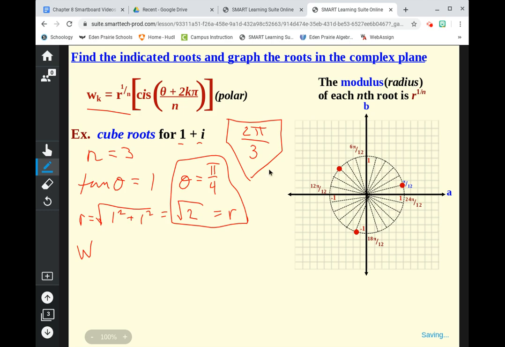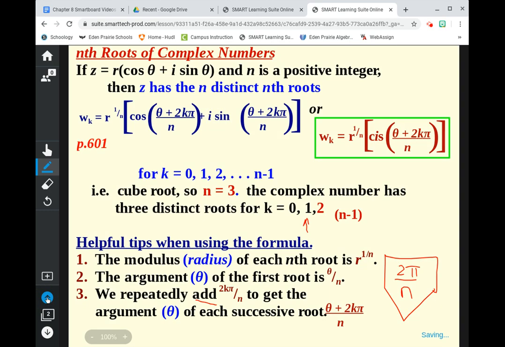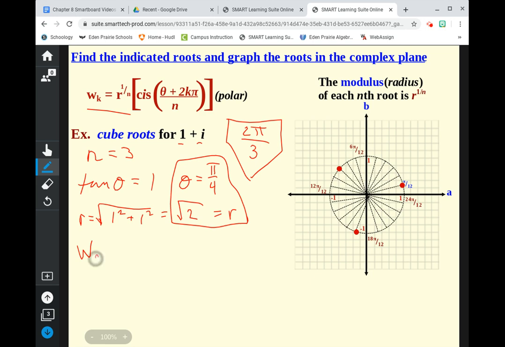W sub k. Keep in mind what k represents. I'm going to go back so you guys can see that. Here's k. It's 0, 1, and 2. All right. So let's first find W sub 0. So W sub 0 is going to equal r, which we know is root 2. Now I'm going to put that as a rational exponent. So instead of the square root of 2, I'm going to put 2 to the 1/2 power. And we raise that to the 1 over n, which is the 1/3 power. We take that times the cis, and then we know that theta is pi over 4. Pi over 4.